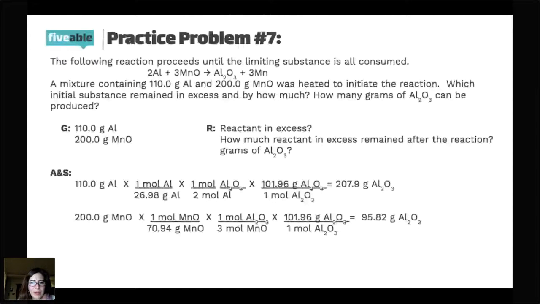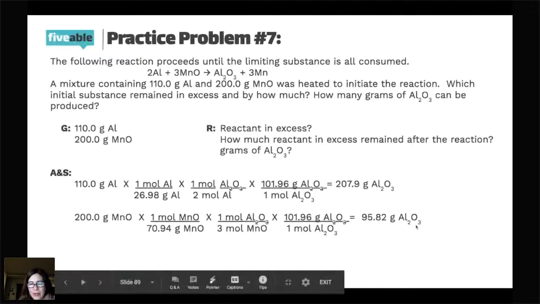The bigger amount or the lesser amount? Correct, Santiago. We should choose the smaller amount, the 95.82 grams.